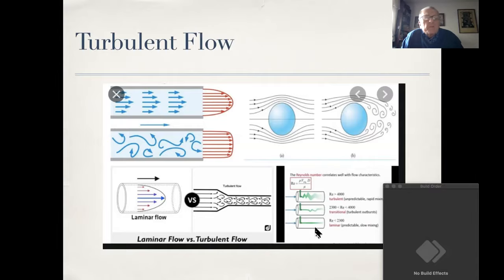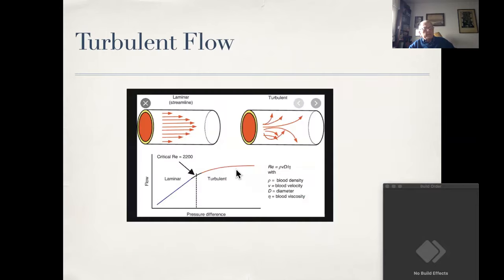The eddies will be formed. And that happens when the Reynolds number exceeds a certain number. For a particular system here, this Reynolds number is 4,000. So that is why the Reynolds number is very important.